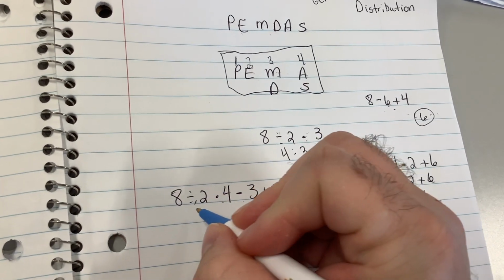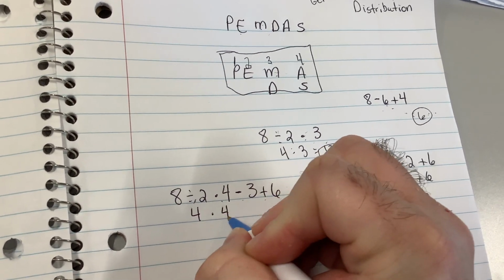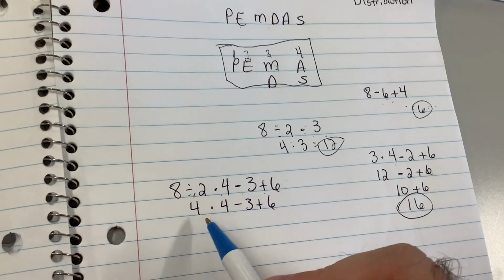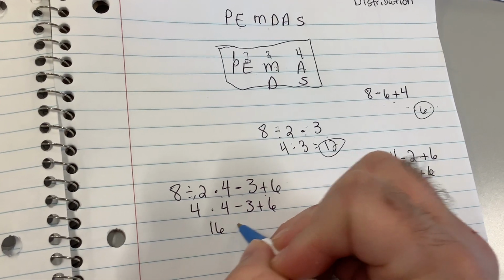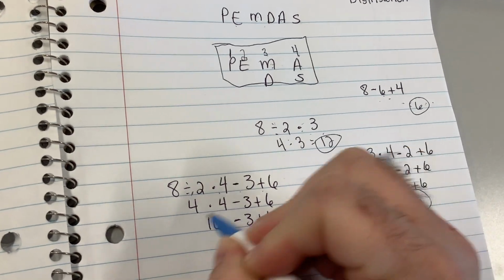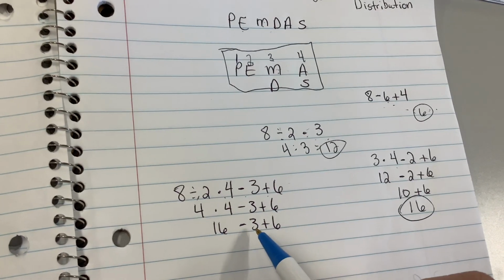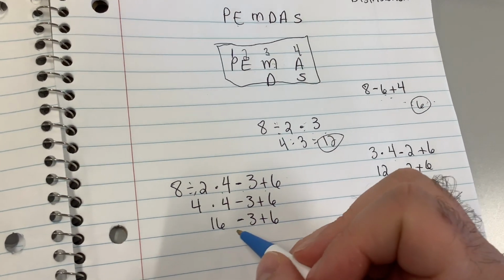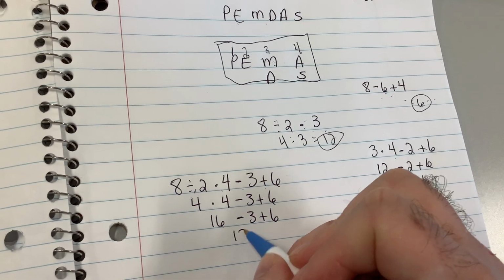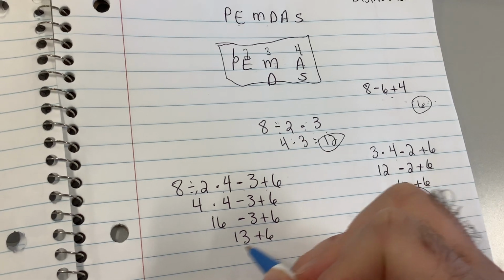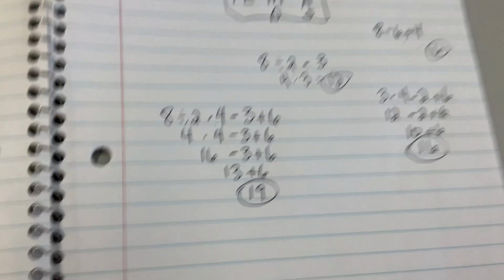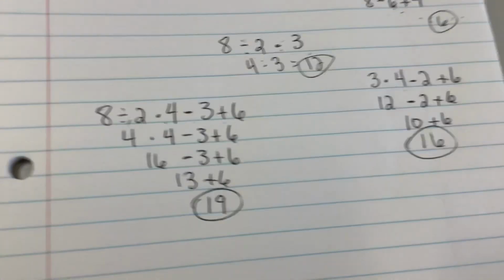8 divided by 2 is 4. And then I'm going to rewrite everything. And then I'm going to do multiplication, so that's 16, 4 times 4. And then I've got a subtraction and addition. Those are a tie, so I'm going to just go left to right. 16 minus 3 is 13. And then 13 plus 6 is 19. Okay. Let me do one with parentheses in there.